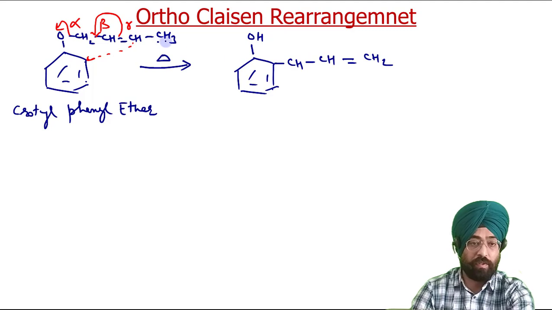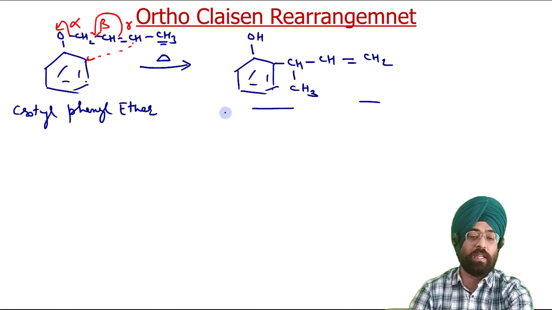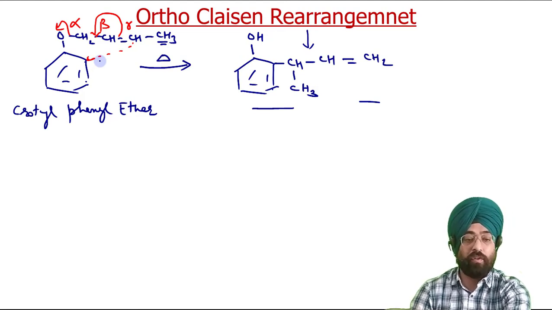Now we have a substituent at this position, CH3. So that is the product in ortho rearrangement. So that is how we get the product. You have to remember that when we shift this group here, it is shifted with inversion of configuration. Okay, so that is the mechanism of ortho rearrangement.